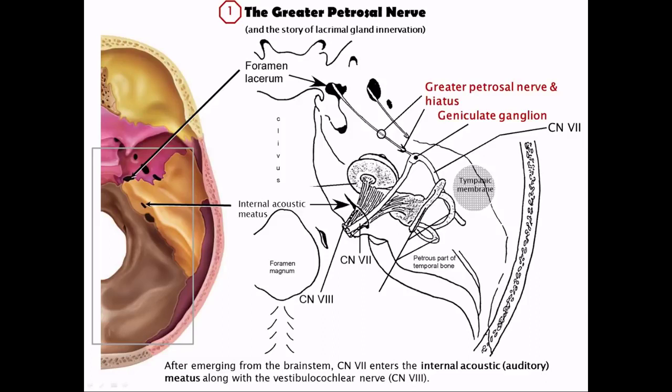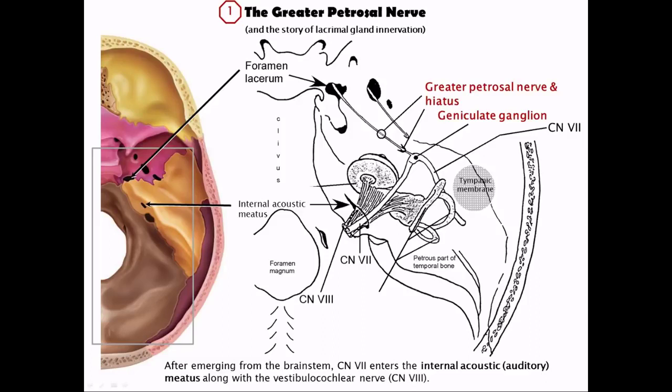The facial nerve enters the internal acoustic meatus along with cranial nerve number 8, the vestibulocochlear nerve. Within the bony canal, the facial nerve dilates at the geniculate ganglion, which houses the cell bodies for taste. Emerging from the anterior aspect of the geniculate ganglion is the first branch of the facial nerve, the greater petrosal nerve, which carries parasympathetic fibers destined for the lacrimal gland.